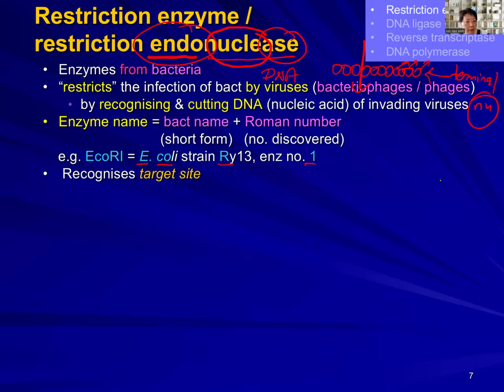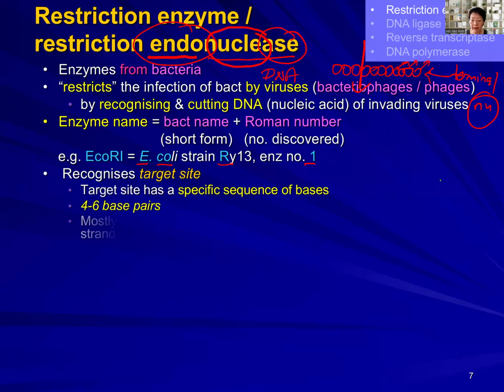So what does this enzyme do? In order to cut the DNA, it must first bind to the DNA. So the enzyme must bind to the substrate, right? It must bind to the part of DNA that it wants to cut. The part of DNA that it binds to is called the target site of this enzyme.